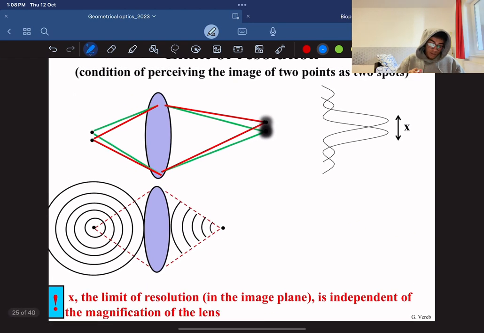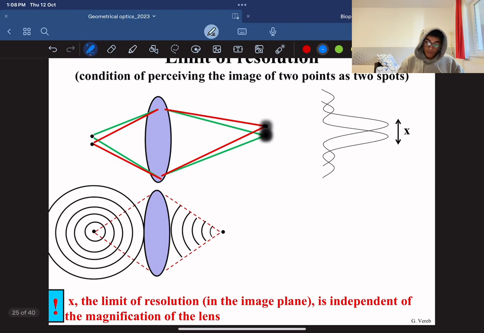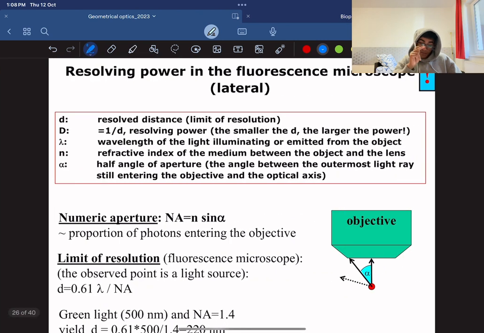So that's the limit of resolution. The limit of resolution in the image plane is independent of the magnification of the lens. The magnification of the lens doesn't matter. What matters is wavelength, numeric aperture, all of this. Let me explain all of that now.